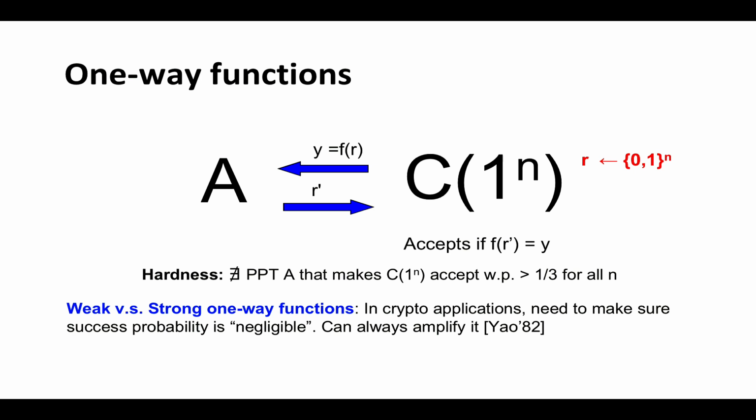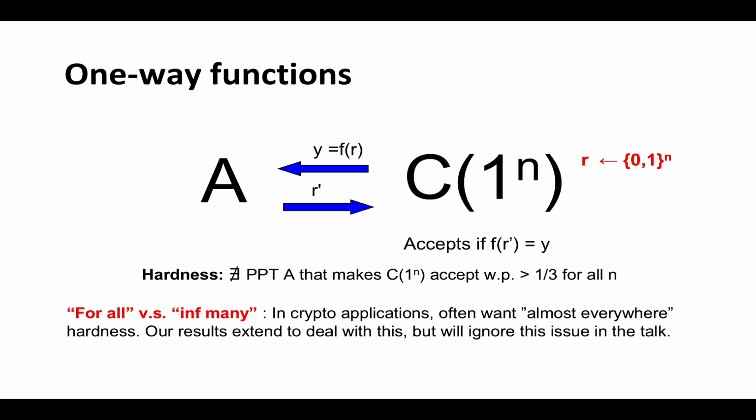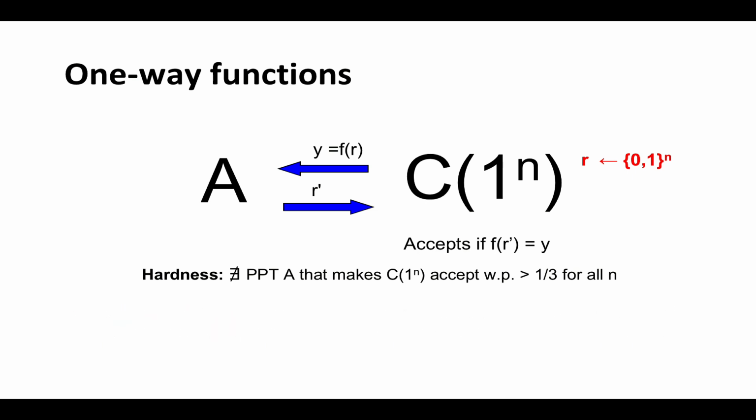Indeed, this difference is not really substantial. You can always amplify the hardness using what's called Goldreich's hardness amplification theorem. There's also a minor issue regarding infinitely often versus almost everywhere. Let me just ignore it. You can look in the paper for more details.